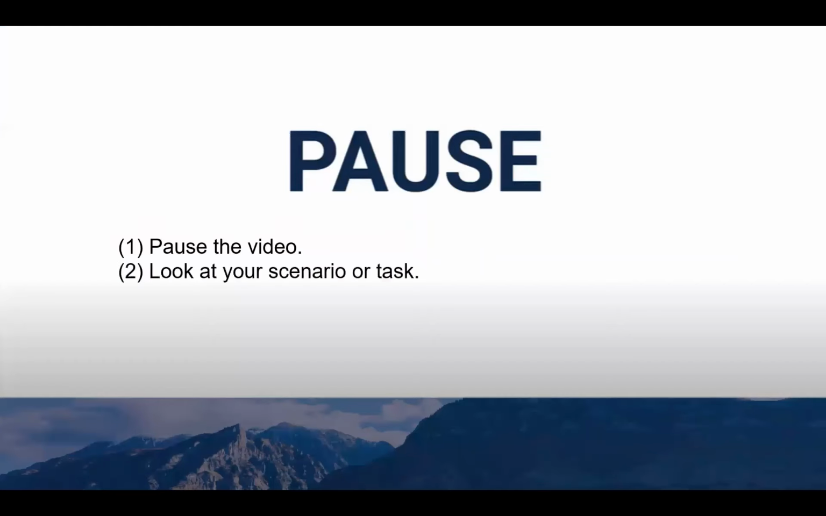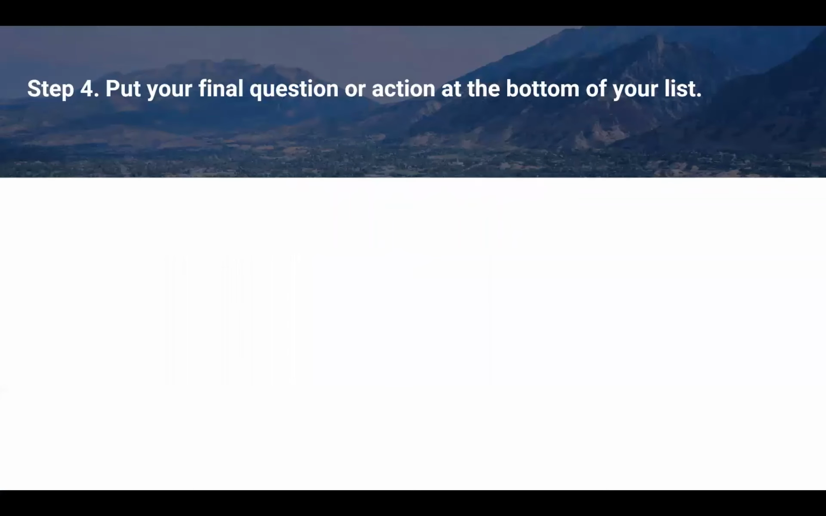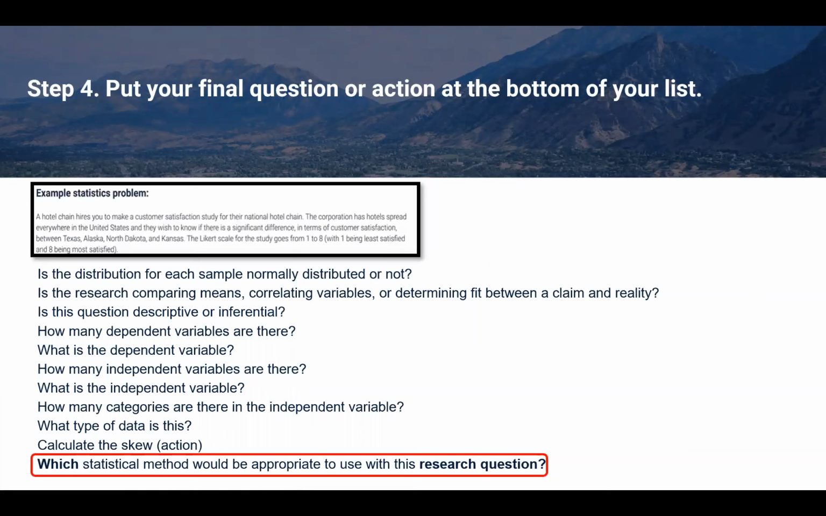Pause the video, look at your scenario or task, and list all the questions you ask yourself or actions you take when analyzing or evaluating this scenario or task yourself. Step 4, put your final question or action at the bottom of your list. Here is an example of a final question. Which statistical method would be appropriate to use with this research question?